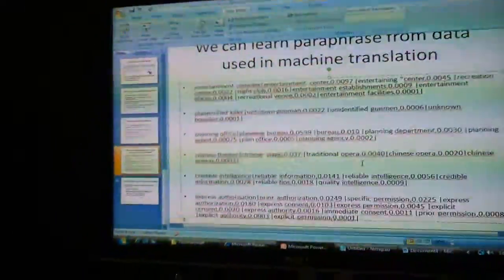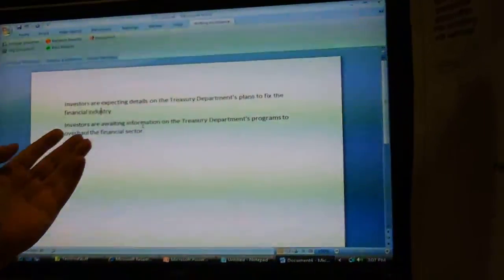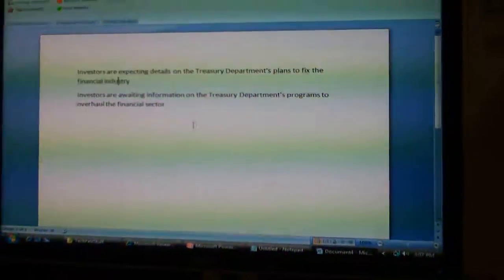Is this like a plugin I can download right now, because I want it? No, unfortunately not. We have a long way to go in making this something that you would find useful. But this is one example of taking the best path through this. We actually produce "awaiting information." It's a little more bland than "expecting details on the Treasury Department's program." "It's not bad to overhaul the financial sector" is quite a nice rewrite. We're not perfect. We try this again, and as you can see, there is a lot of scope for optimization here as we let the server chug away at this.